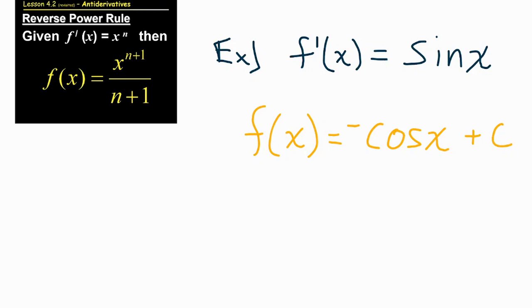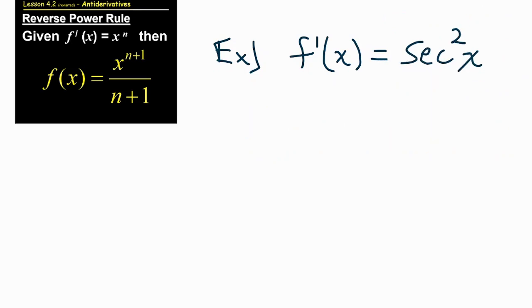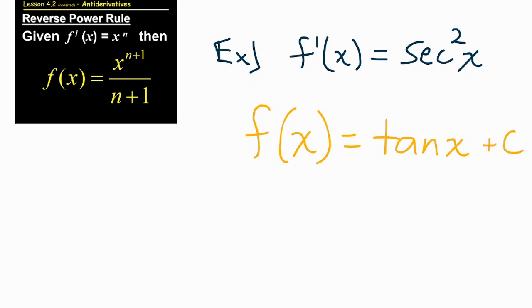And one of the ways to think backwards with the trig functions here, for example, is that the antiderivative of sine is opposite cosine. So where did secant squared come from? What's the antiderivative? What's the original function? The derivative of what is secant squared? The derivative of tangent is secant squared. And so tangent would be the antiderivative.